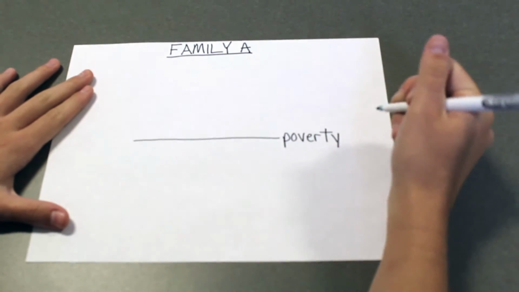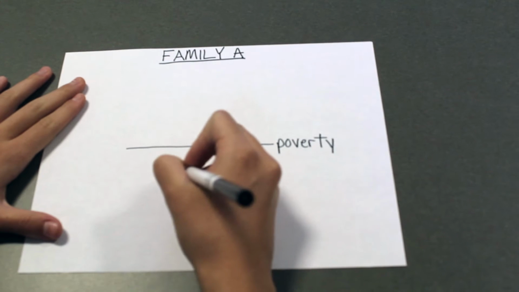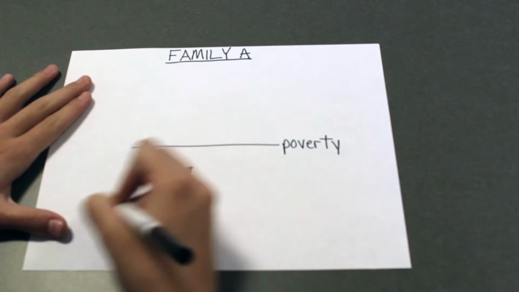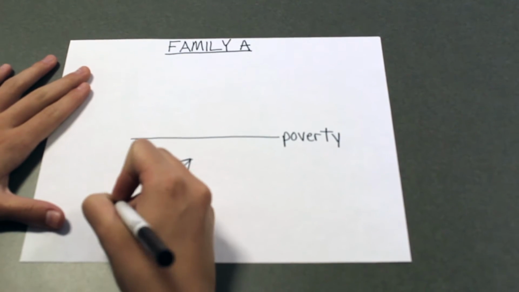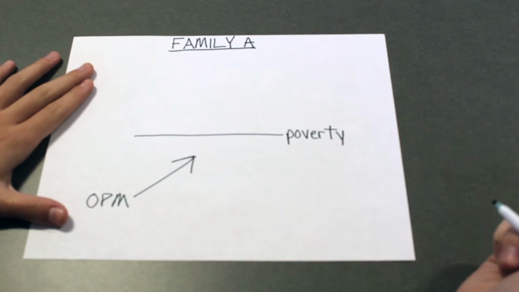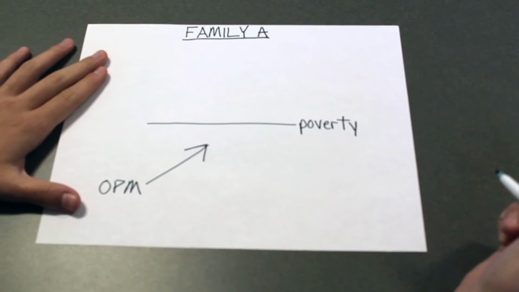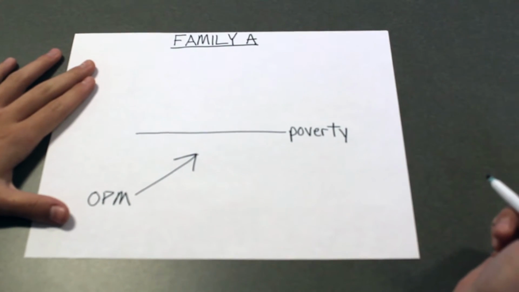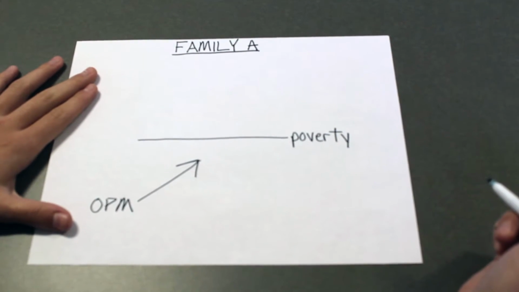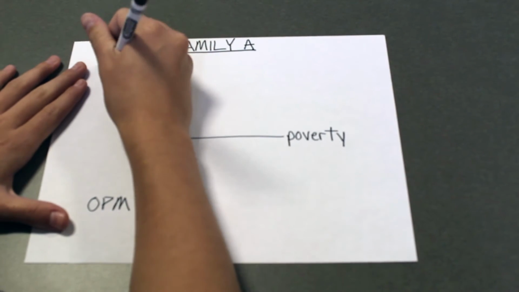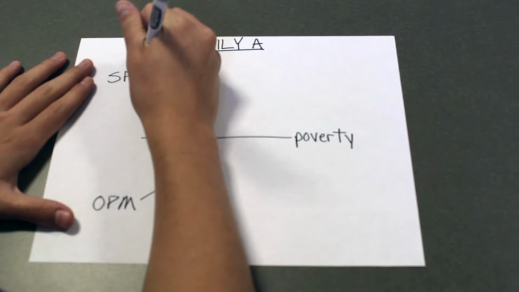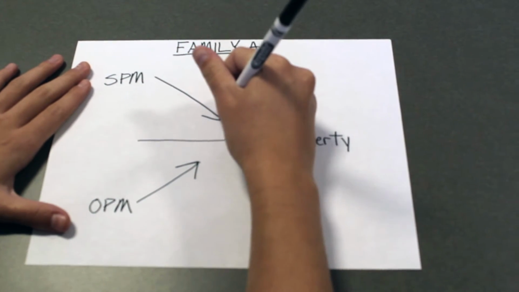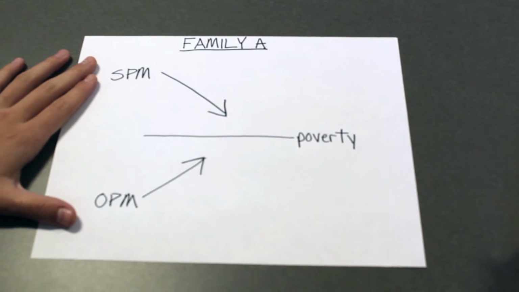With the OPM threshold of $18,871 for a family of 3 members, according to the 2015 U.S. Census Bureau, Family A's pre-tax income of $18,720 is below the poverty line. According to the SPM, Family A is above the poverty line, thanks to the inclusion of resources like in-kind benefits.